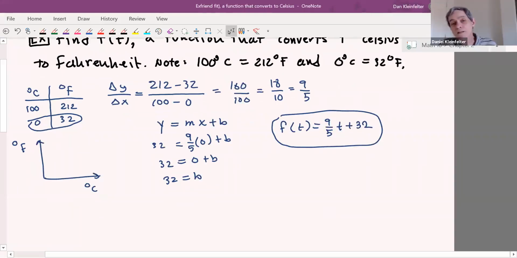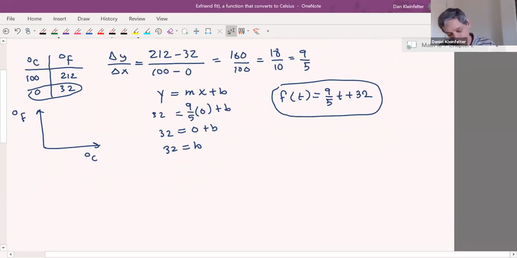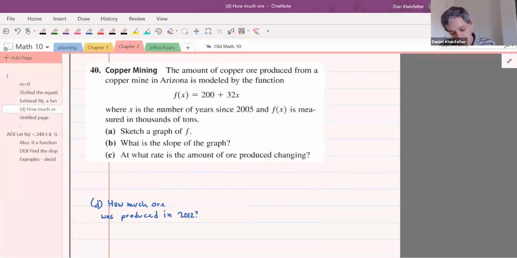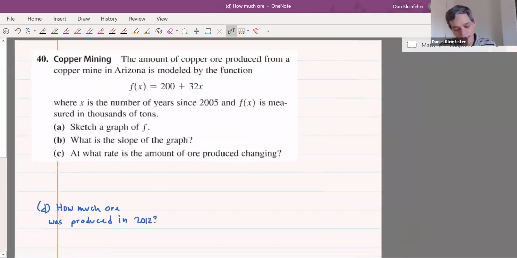As an exercise for you, why don't you try to come up with the function that goes the other direction? That is one that is going to turn a temperature in degrees Fahrenheit into one in degrees Celsius. So I'll leave it to you to try that. Meanwhile, we'll go on to another example. Okay, this one is about copper mining.